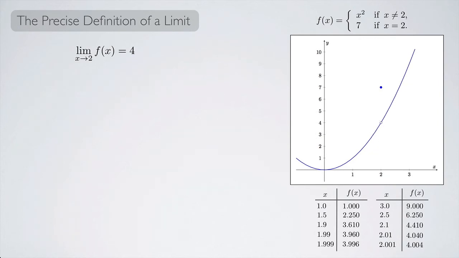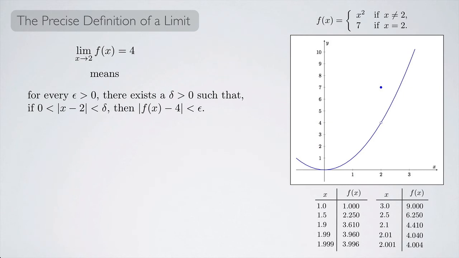Okay, I think it's time for the official definition here. So the limit as x approaches 2 of f of x equals 4 means for every epsilon bigger than 0, so any epsilon I can pick, and remember we're picking an epsilon that's going to be on the y-axis here, there exists a delta greater than 0, and that would be on the x-axis, such that if 0 is less than the absolute value of x minus 2, which is less than some small number delta, then the absolute value of f of x minus 4 is less than epsilon.